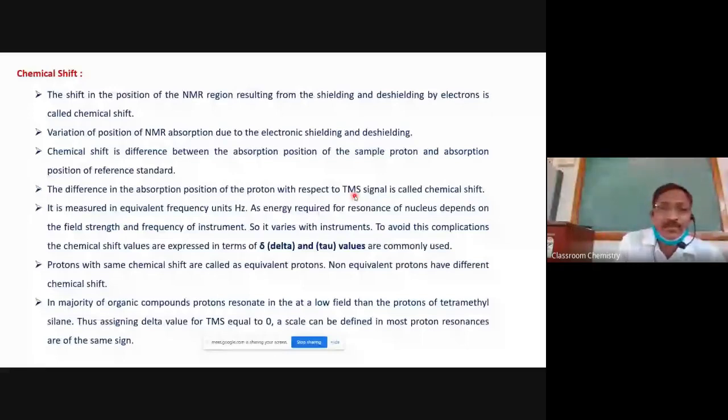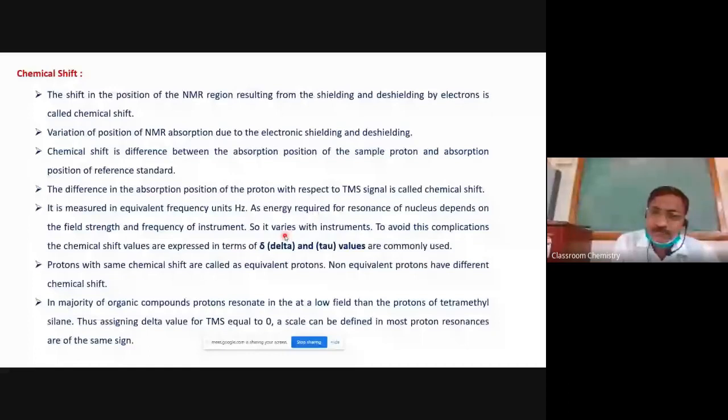Now this chemical shift is measured in terms of frequency, that is hertz. As we know, the energy required for resonance of a nucleus depends upon the field strength and frequency of the instrument. In this case, both the instrument frequency and the applied magnetic field are in hertz, and that's why it can vary from instrument to instrument. As the instrument changes, its frequency also changes. And that's why it is very difficult, because suppose we take an instrument having a radio frequency of 60 megahertz, then the position of that proton in terms of hertz changes when the same sample is inserted in another instrument having 300 megahertz frequency. So when we change the frequency, the value also changes. And that's why hertz is not used as the unit for measuring chemical shift value.